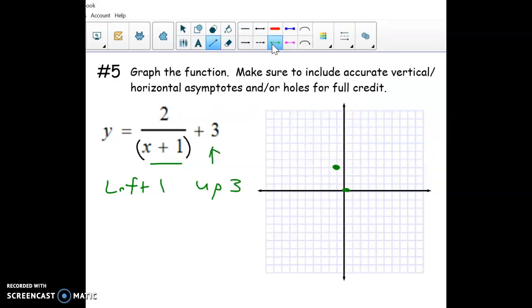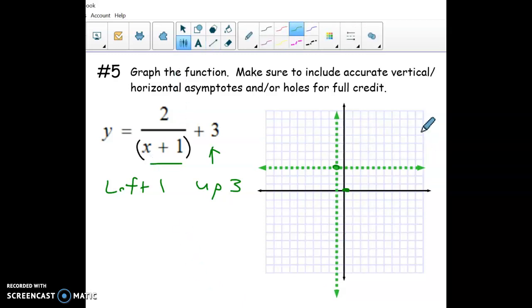So I can see if I can get a line here. So there's y equals 3, x equals -1. I guess we could label them just to be 100% accurate. So this would be x equals -1. This one would be y equals 3.